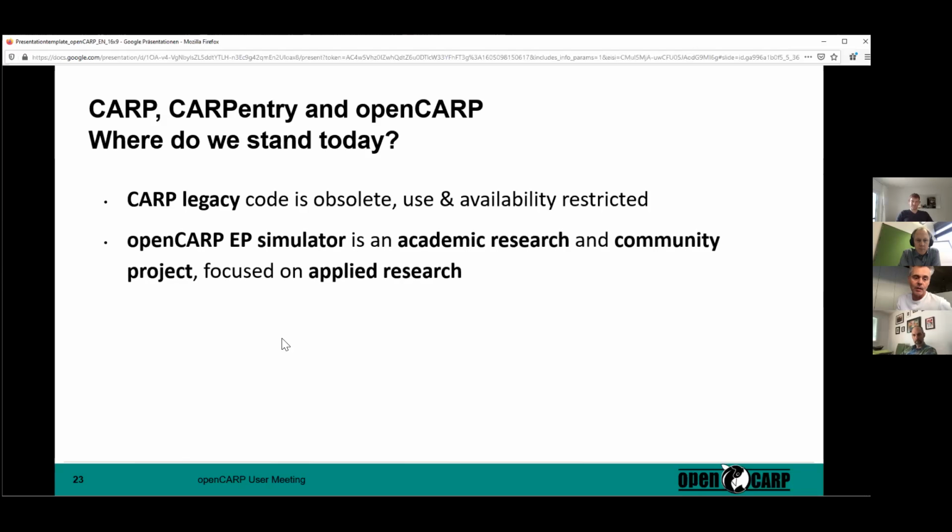We have openCARP as an electrophysiology simulator. This is an academic research and community project, mostly focused on applied research. So we made the simulator fairly feature complete. There are a couple of things missing, which are our current research, but essentially this is feature complete, but under the condition that it's used for academic research.